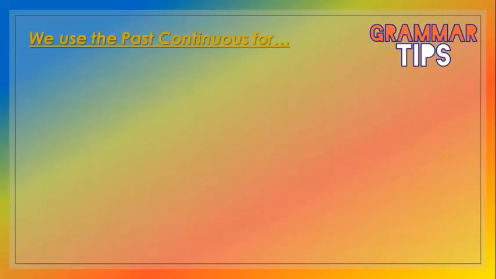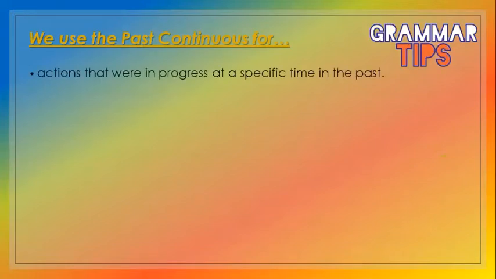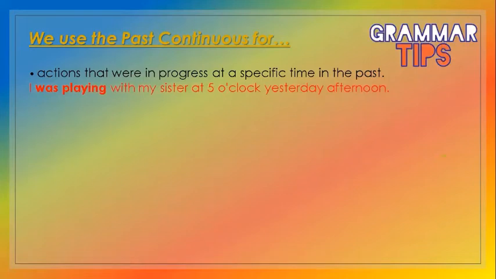Now, let's see why or when do we use past continuous. Look at here: actions that were in progress at a specific time in the past. So here we have a specific time, an exact time in the past. Look at the example: I was playing with my sister at 5 o'clock yesterday afternoon. Here we have a specific time in the past.